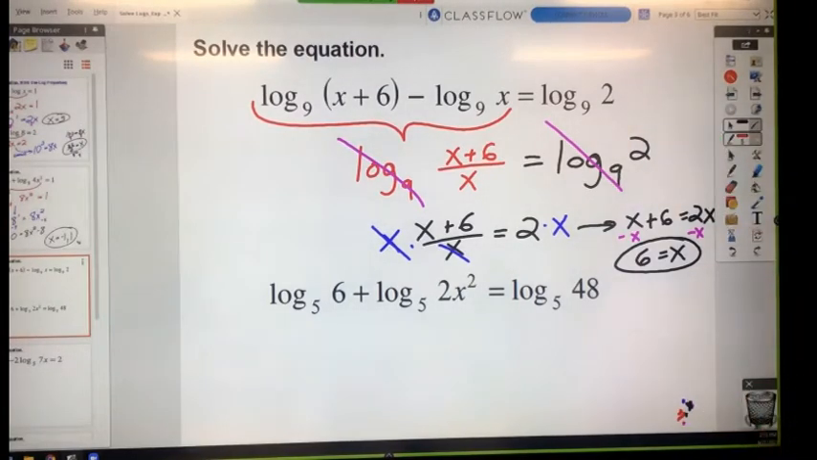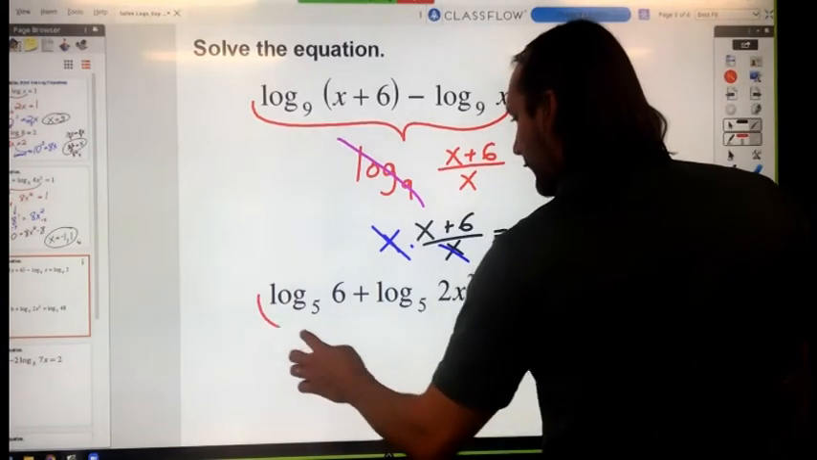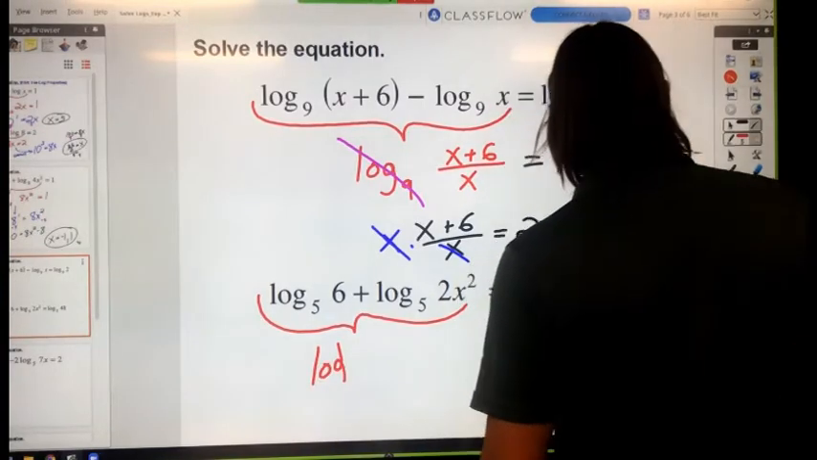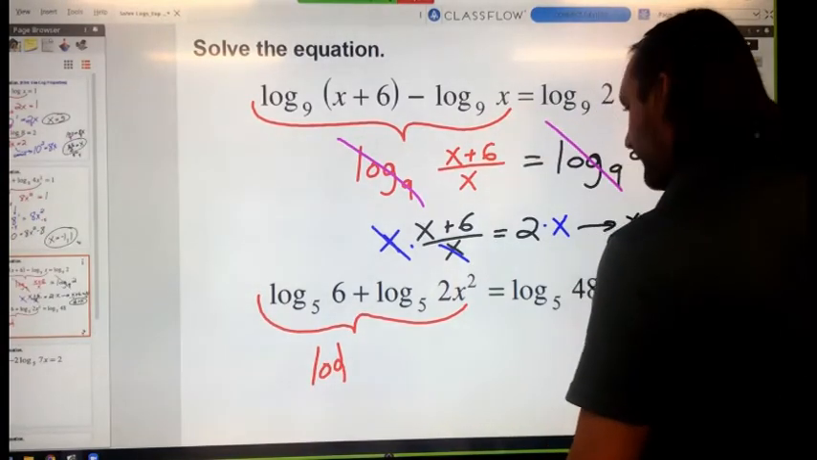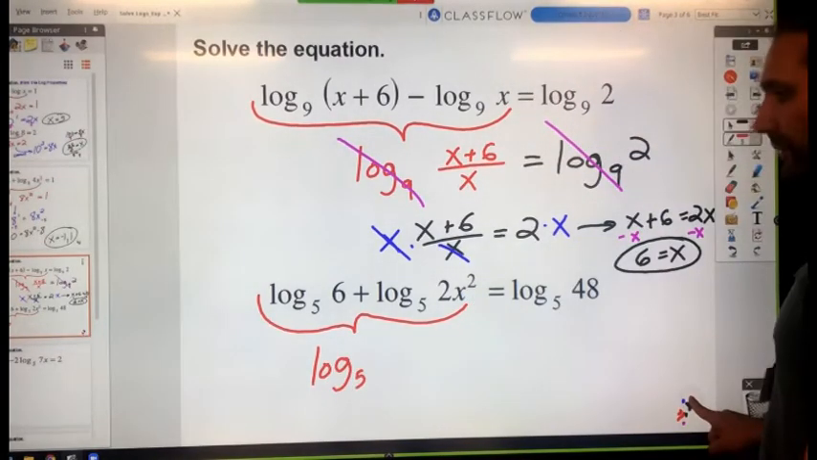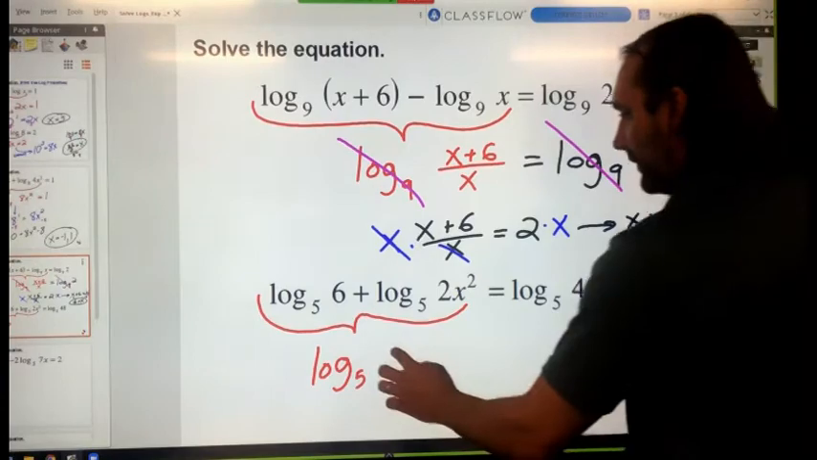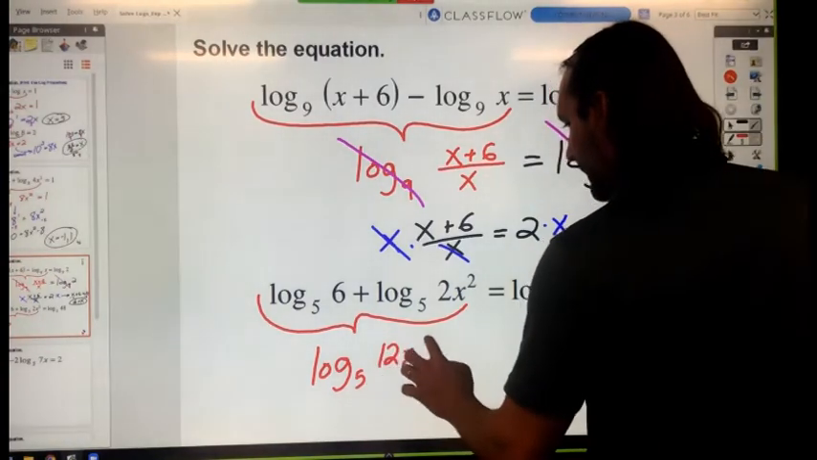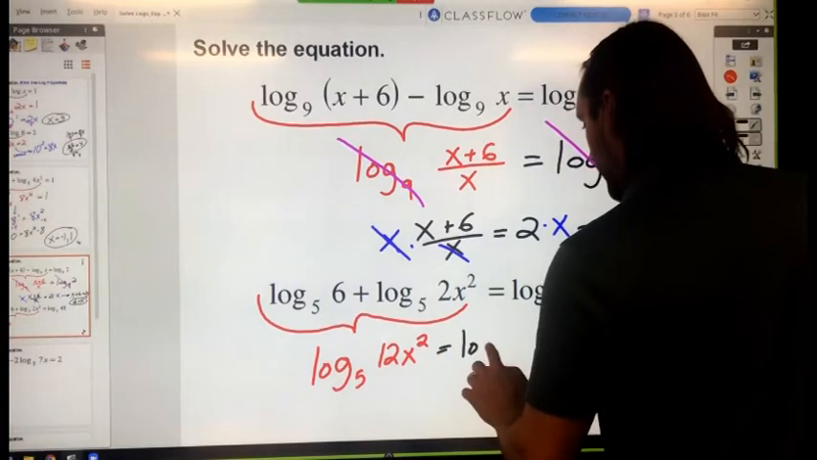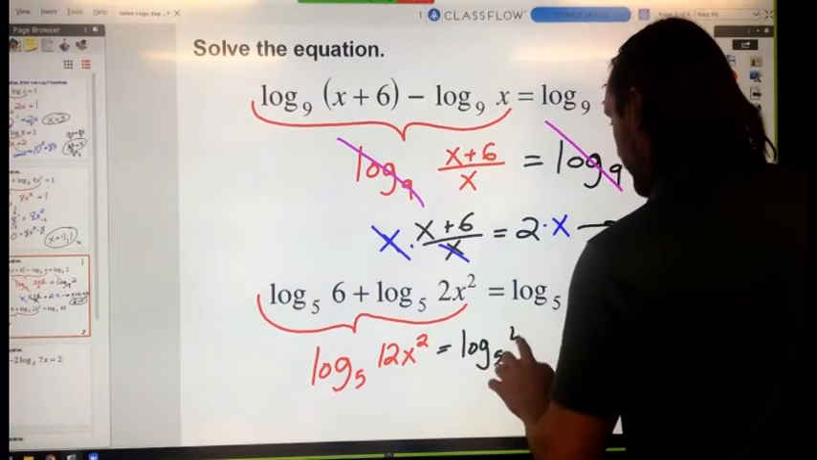Alright, first thing I want to do is to do what? First step. Yeah, you need to combine it to one log. Yep. Combine, in this case, since we're adding, I need to multiply. So I get log with the base 5. And what happens when you multiply 6 and 2x squared? You get 12x squared. 12x squared equals log base 5 of 48.